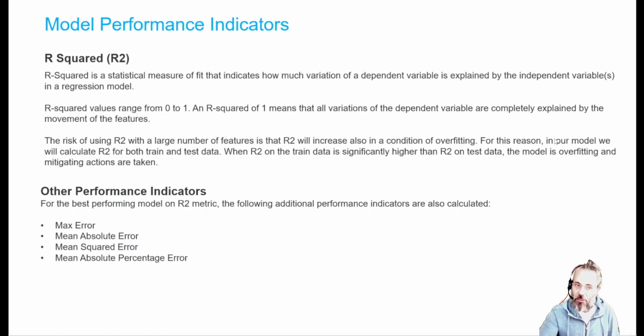There is a risk in using R2 when we have a large number of features, because R2 always increases with the number of features, also in conditions of overfitting.